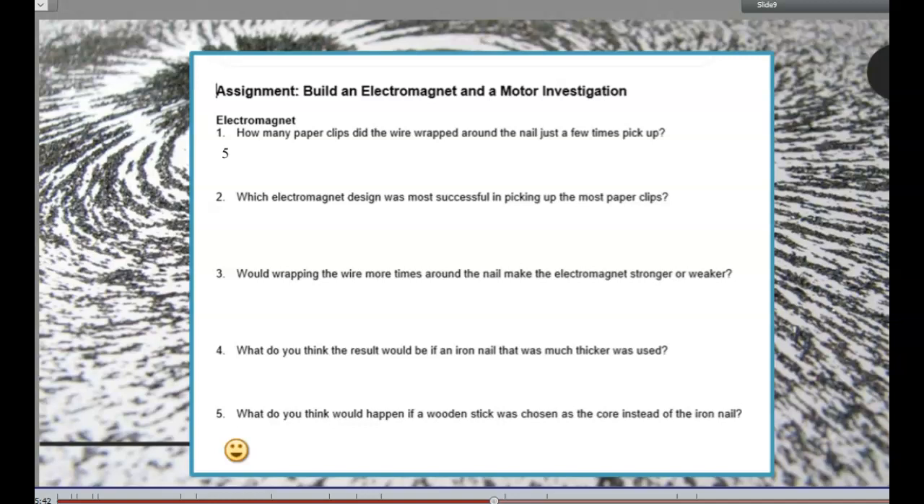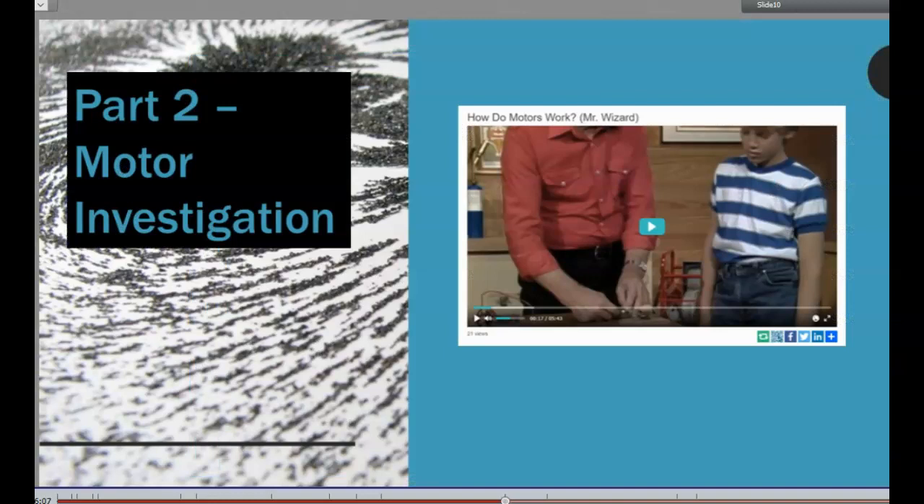So metal has to be a conductor of electricity, right? So the electrons can flow through the metal. Wood is not a conductor of electricity. So no, it would not be magnetic. So our magnet would not work. All right, so those are very easy, 1 through 5, right? Pretty easy. Okay, so part 2, we're looking at the motor.